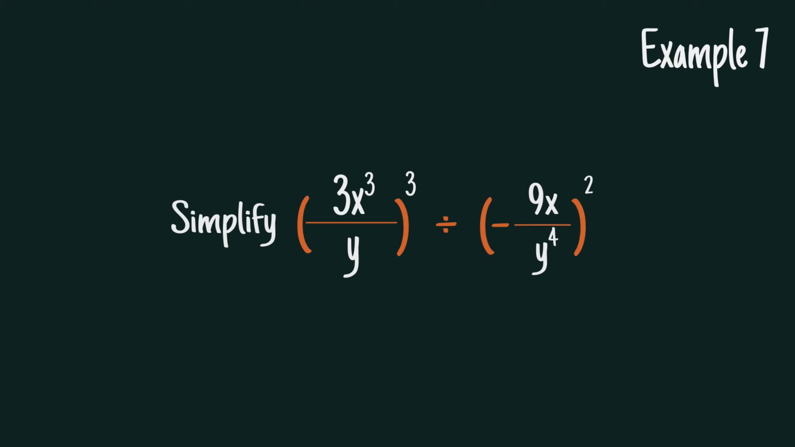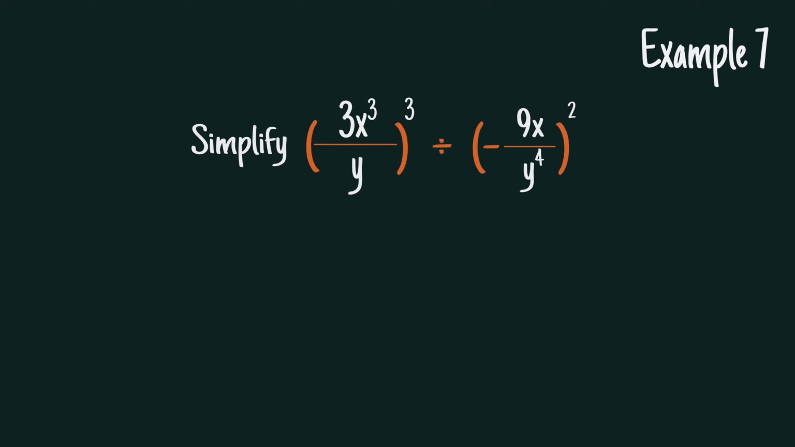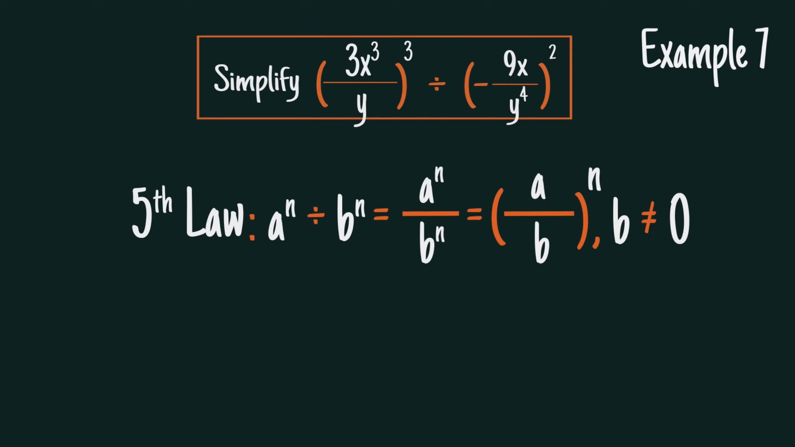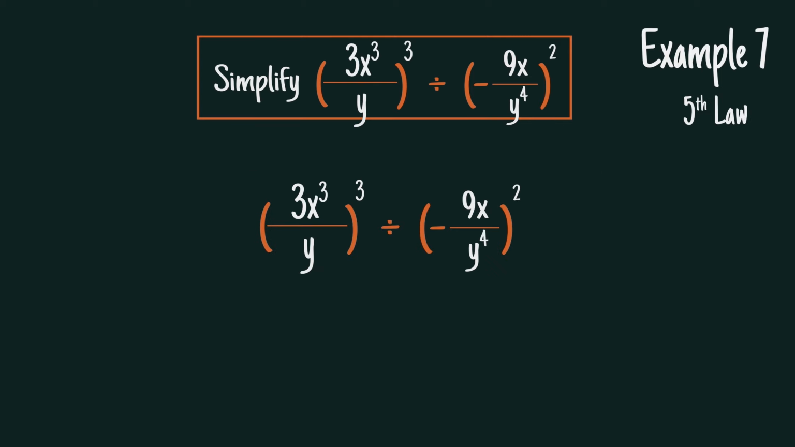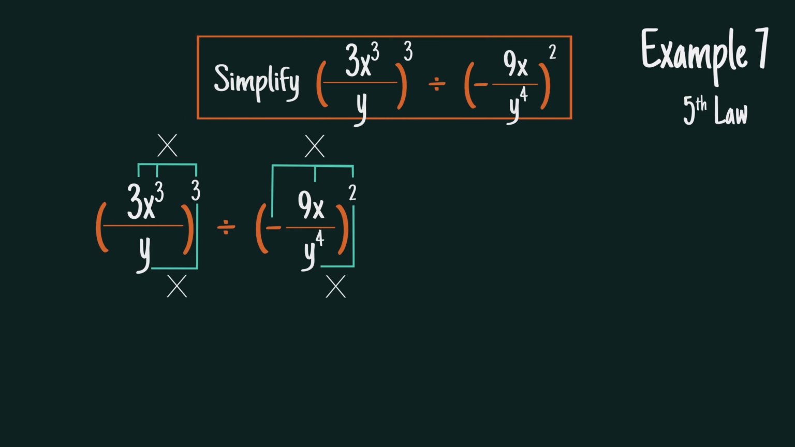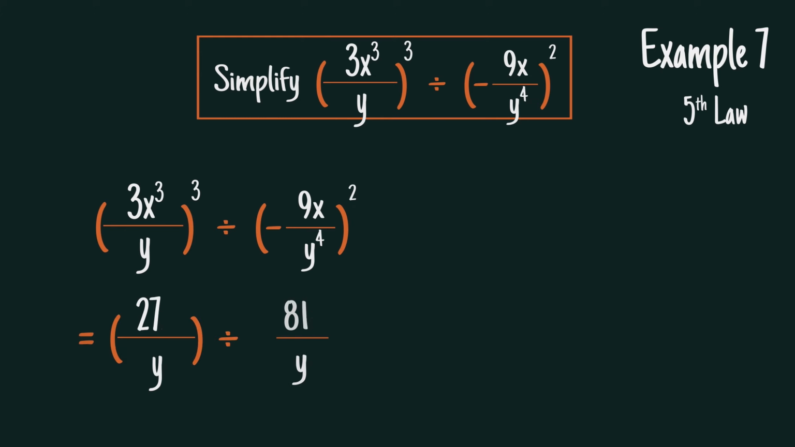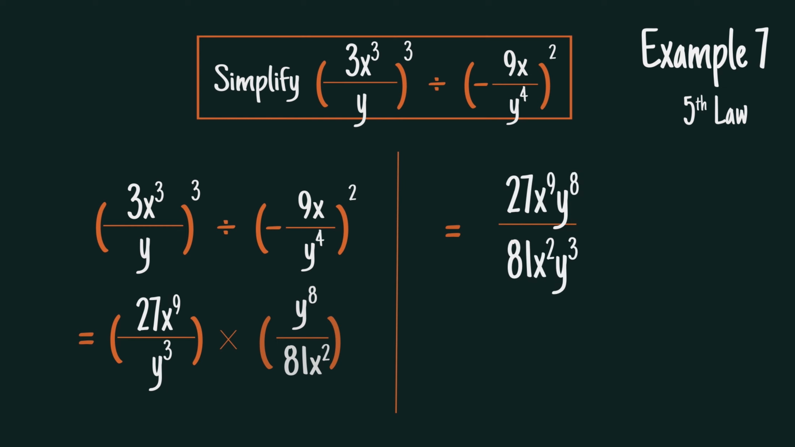Next, example 7 is where we make use of the fifth law to open up the brackets and employ the first and second law to simplify the expression. And the answer is x to the power of 7, y to the power of 5 over 3.